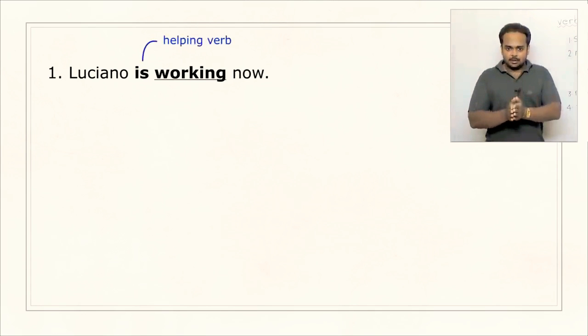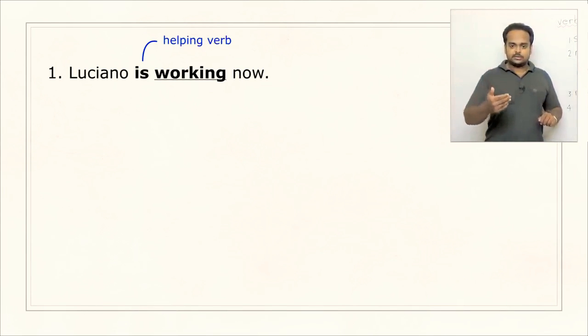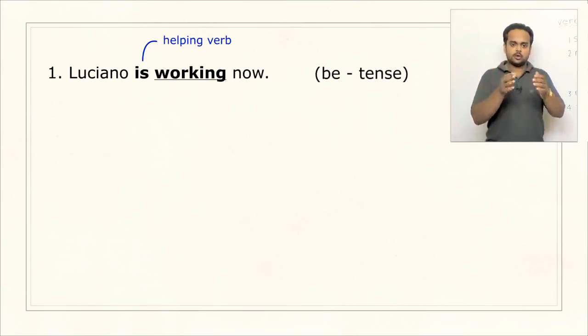Is a helping verb that shows the tense of the sentence. We know that Luciano is working now because we said is. If I said Luciano was working, you know I'm talking about the past. So that helping verb is showing the tense. And that's one of the things that helping verbs can do.